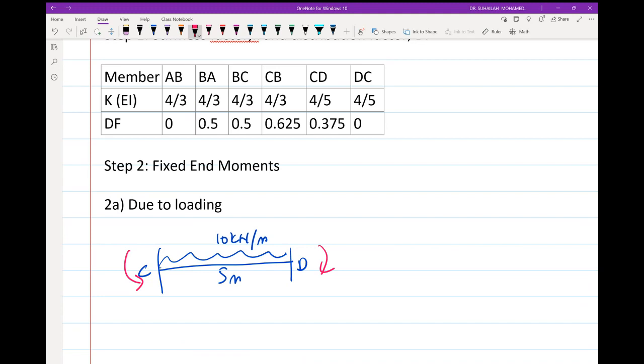Okay, so the formula is WL squared over 12. W is 10, L is 5, squared, over 12. WL squared over 12 is equivalent to 20.83. The fixed end moment is 20.83. This is due to loading.